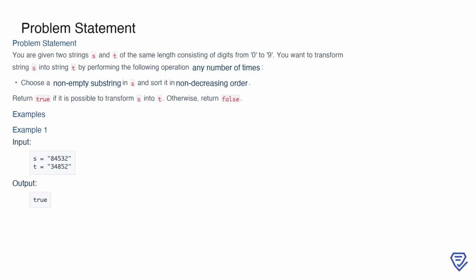Otherwise, you return false. For example, if s is 84532 and t is 34852, the output is true because it is possible to transform s into t using the defined operation. Now, let's explore what this transformation looks like in detail.